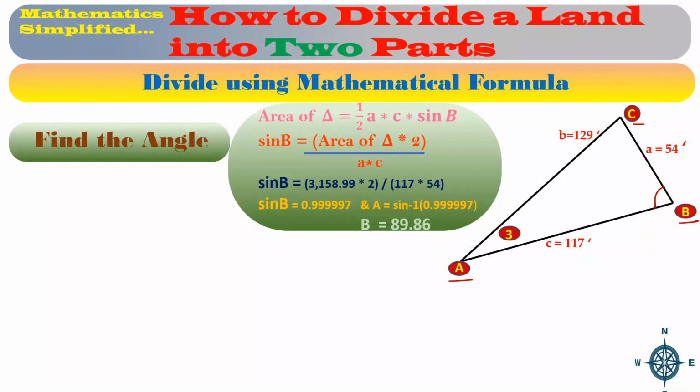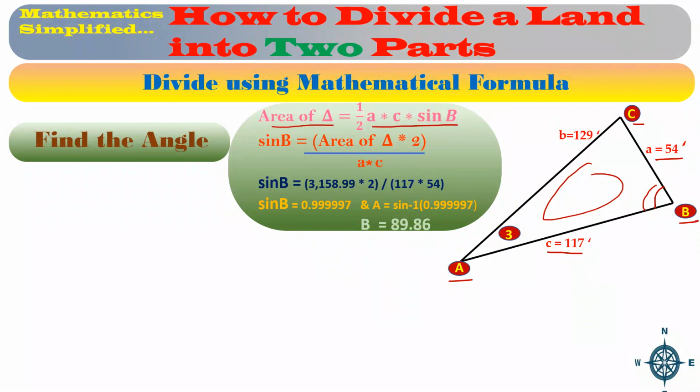Okay, angle B. So we are using the formula for the area of a triangle: area equal to half into A into C into sine B. Basically, for the area of this triangle, we need to take one angle and the two adjacent sides. Here we are taking angle B, so the adjacent sides should be this and this.